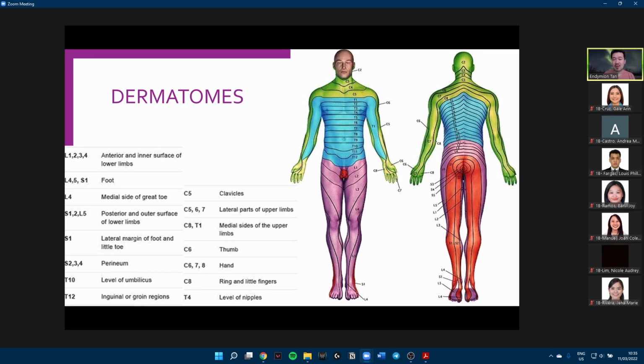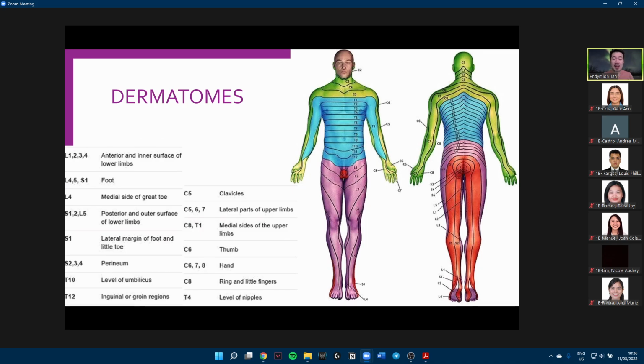L1, L2, L3 will be the anterior thigh and leg. L4 would be the middle aspect of the foot and the big toe. L5 would be the dorsal aspect of the foot. S1, plantar aspect of the foot.